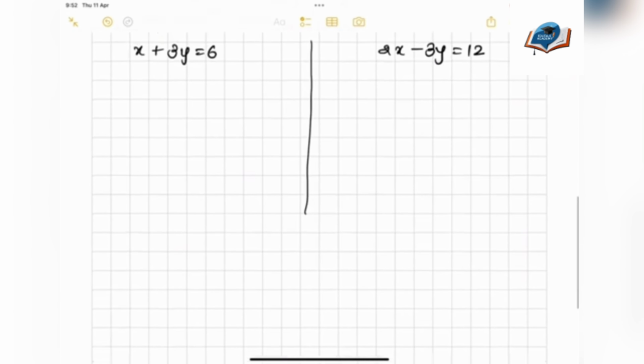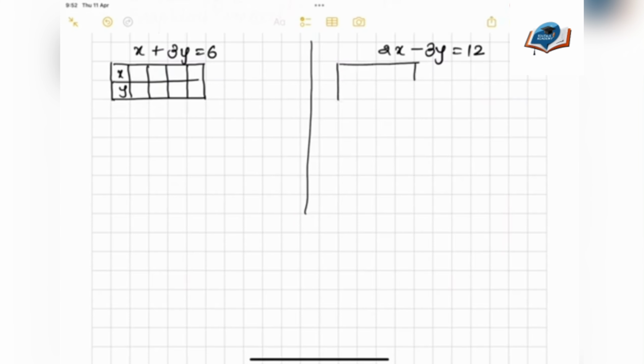Now, before I solve it with graphical method, we know that we will need a table of x and y to plot the graph, and then we can find the solution. So let us make the table of both the equations. I am taking x and y, and let me take three values of that. Same way on the other side also I will be taking x and y and three values of that.